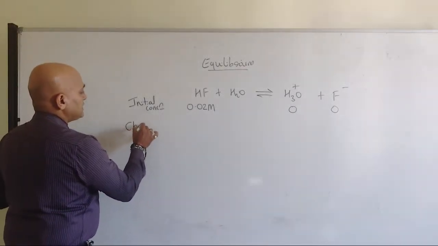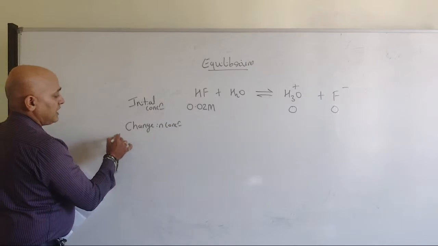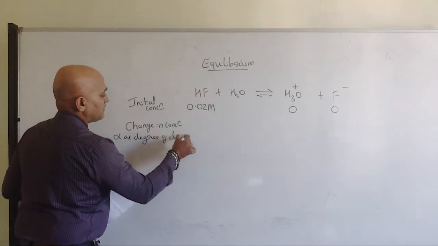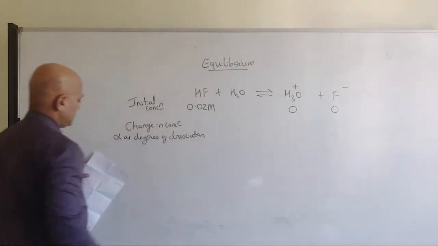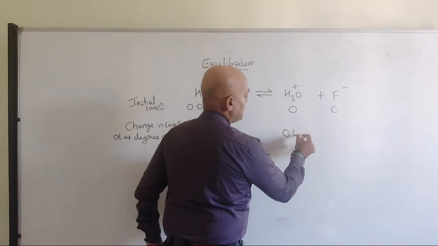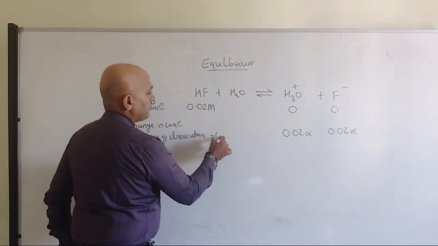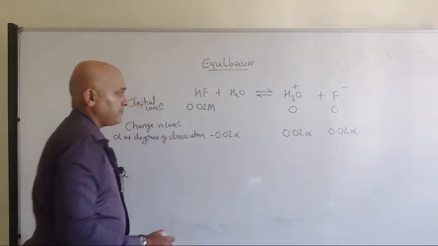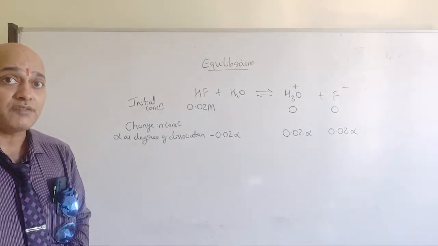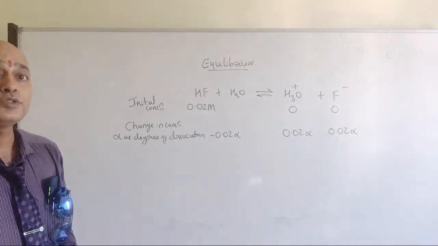Now we have to find out the change in concentration by considering alpha as the degree of dissociation. What is that change in the concentration? Here it will be minus 0.02 alpha, and here it will be plus 0.02 alpha. Whatever we discussed earlier was a general case, where we used to take it as C alpha, where C is the concentration. Here it is 0.02.